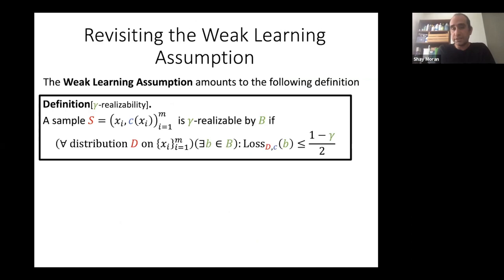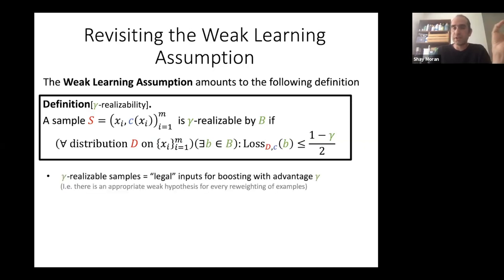So a sample S is called gamma realizable by the class, if for every distribution on the examples, there will be some hypothesis in the class, some weak hypothesis that is correlated. The loss is at most (1 minus gamma) over 2. If you think about it, this is exactly the empirical weak learning assumption, when we assume an oracle to an ERM for B. So the gamma realizable samples are exactly the legal inputs for boosting with advantage gamma.